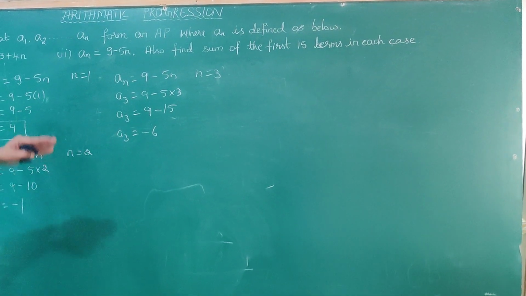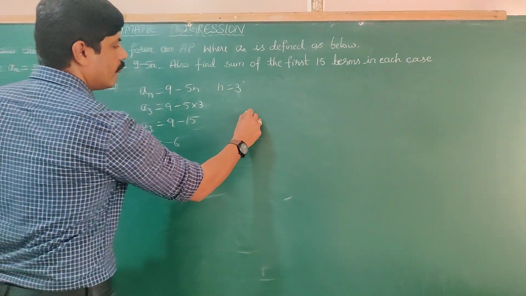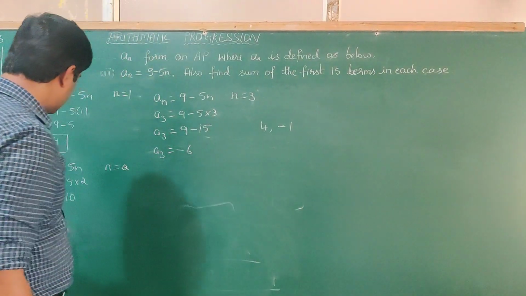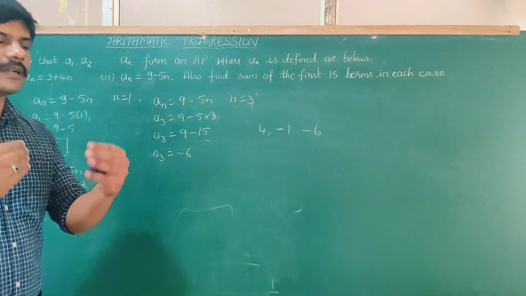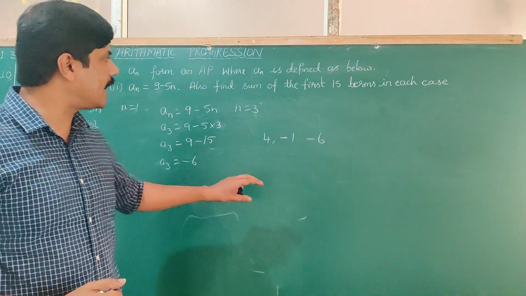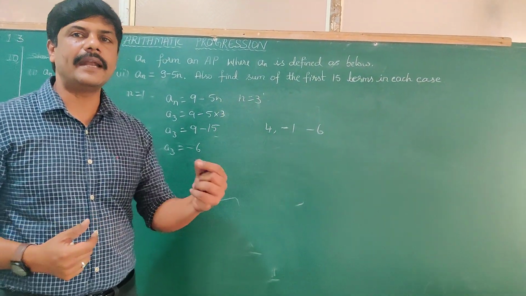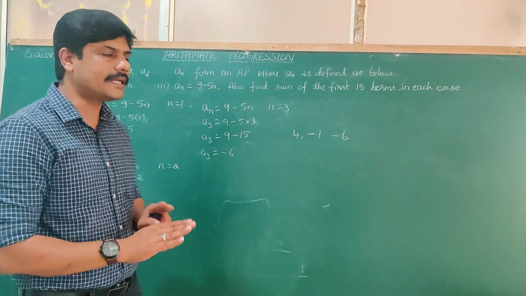Okay. Now we found 3 terms. What are the 3 terms? The first term is 4, the second term is minus 1, and the third term is minus 6. We have got 3 numbers. Now we'll see whether they are an AP or not. How do you come to know whether they are an AP or not? By finding the common difference. If they have a common difference, then we say that it is an AP, or else it is not an AP.